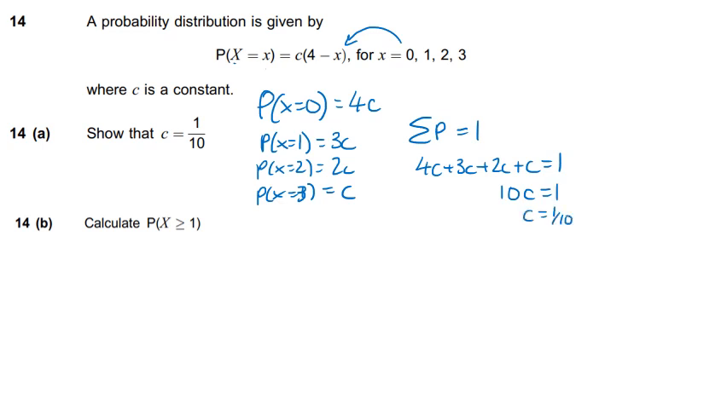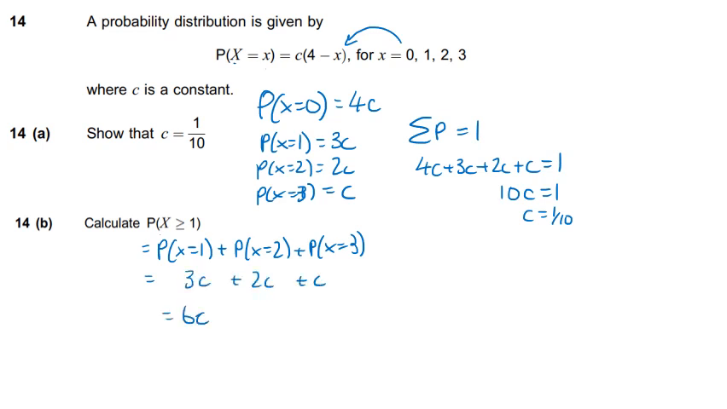Okay, quite straightforward there. Calculate the probability that x is greater than or equal to 1. Well, that must be the probability that x is 1 plus the probability that x is 2 plus the probability that x is 3. So we got 3c plus 2c plus c, which is 6c. And c was 1 over 10, so that's 6 over 10, or 0.6. Okay, so 60% chance that x is greater than or equal to 1.